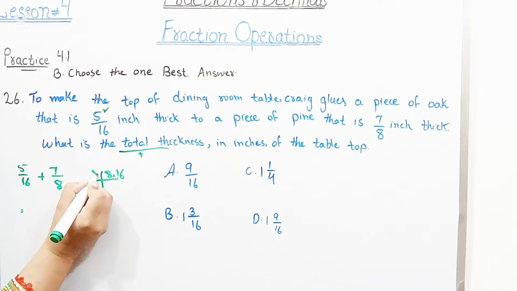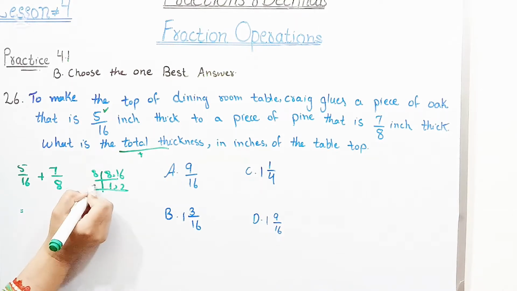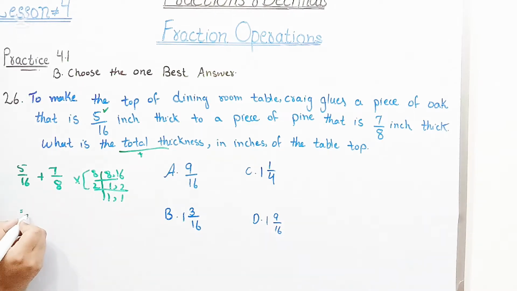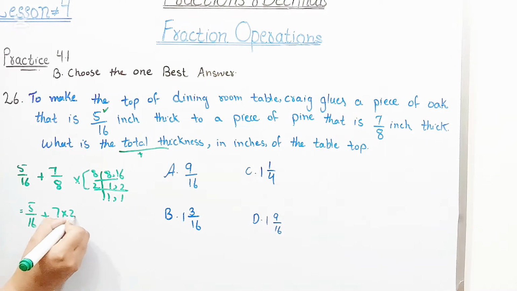8 16, 8 1s are 8, 8 2s are 16, 2, 8 1s are 2. When we multiply, it will give 16. So 5 over 16 plus 7 over 8 multiplied by 2 over 2: 5 over 16 plus 7 multiplied by 2, 14 over 16. When we add them, my answer is 19 over 16.